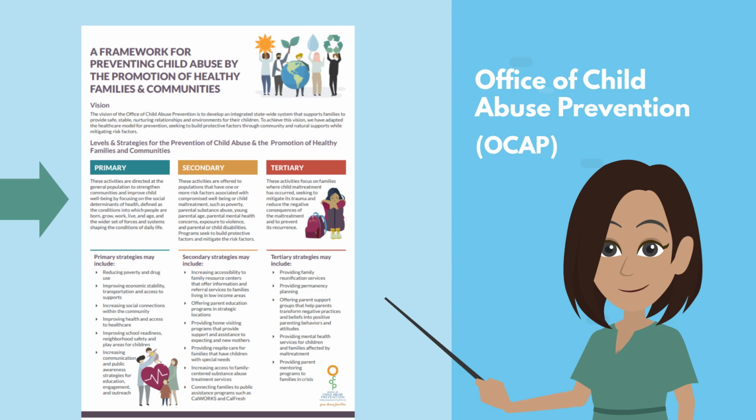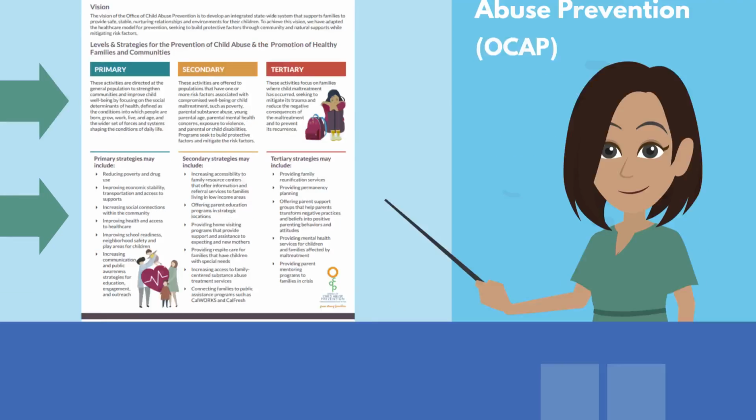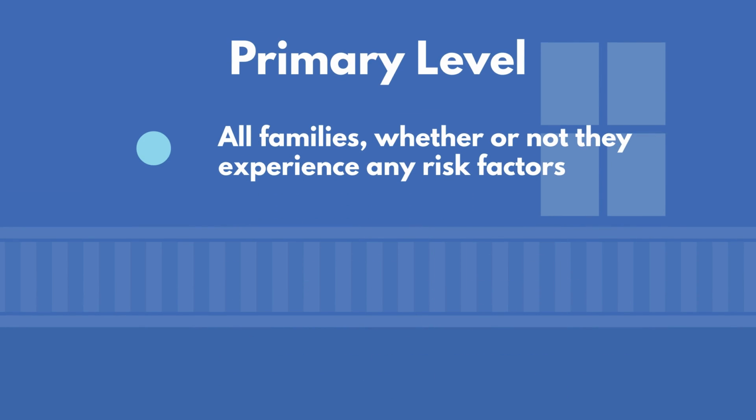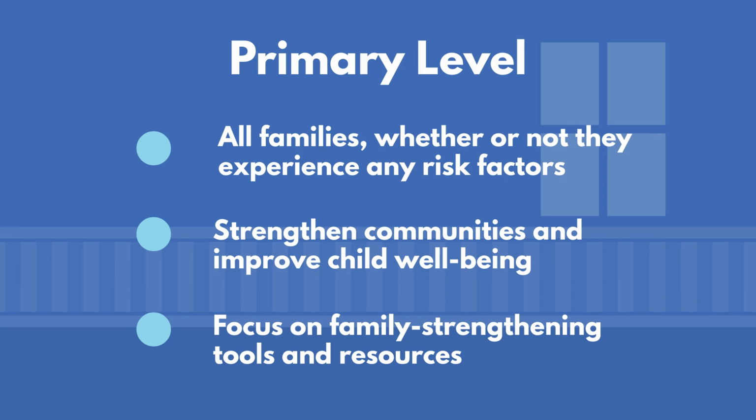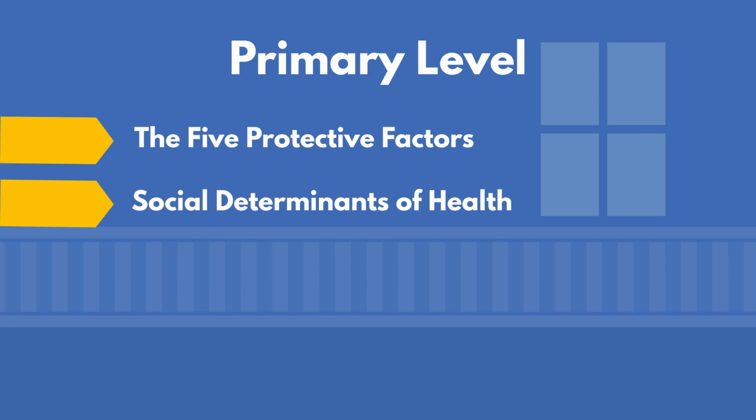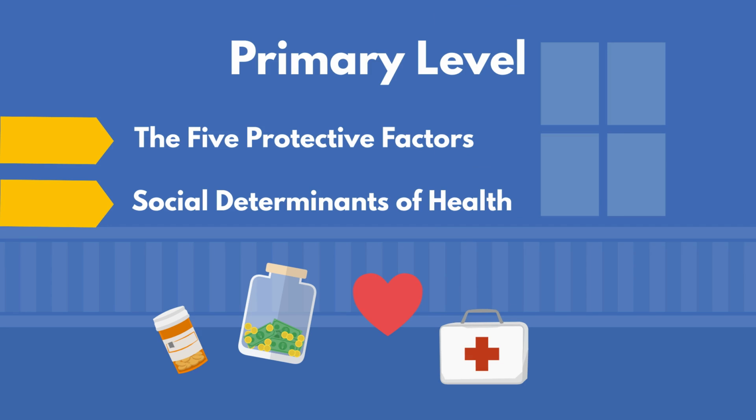Let's review each of the 3 prevention levels and recommended strategies. The primary level of prevention is aimed at all families, whether or not they experience any risk factors. Activities at this level of prevention are directed toward all families to strengthen communities and improve child well-being by focusing on family strengthening tools and resources, such as the 5 protective factors and the social determinants of health. Primary strategies may include reducing poverty and drug use, improving economic stability, increasing social connections within the community, improving health and access to healthcare, and improving school readiness and neighborhood safety for children.